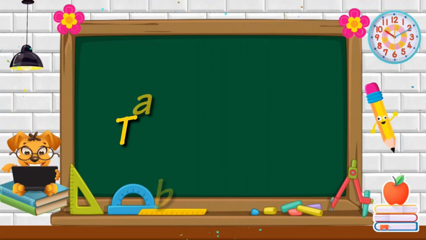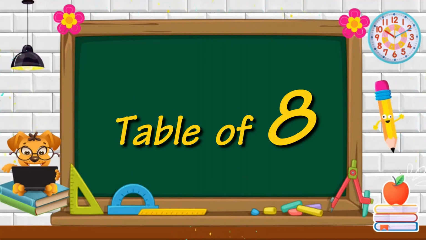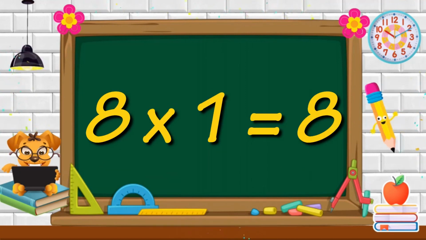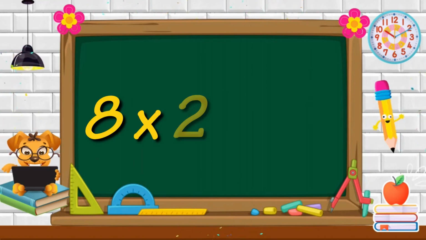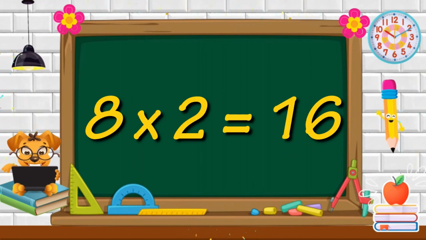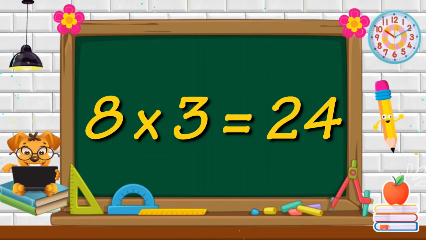So let's start. First is table of 8. 8 ones are 8. 8 twos are 16. 8 threes are 24.